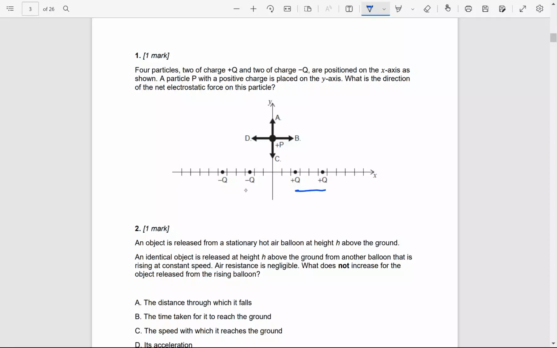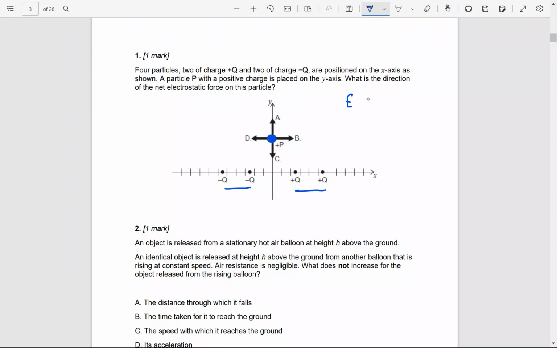So question 1, we have 2 particles with positive charge here and 2 with negative charge, and we have a positive charge particle P here on the y-axis, and it's asking what is the net electrostatic force on the particle. So the electrostatic force comes from the direction of the field on the charge, so we have to work out what the resultant field is from these 4 charges upon P.